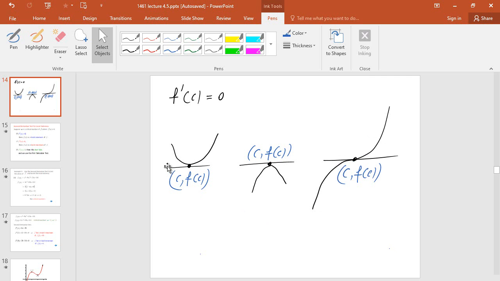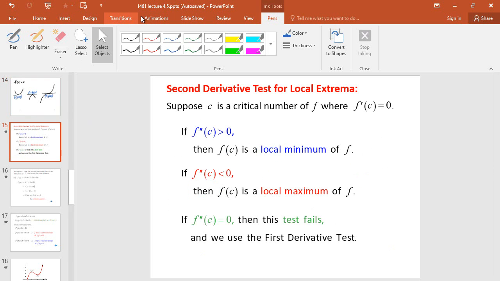So basically, when the derivative of f at some c is 0, then we want to know whether at c we have a local max, min, or neither, and the second derivative test will help us do that. So here's the second derivative test.